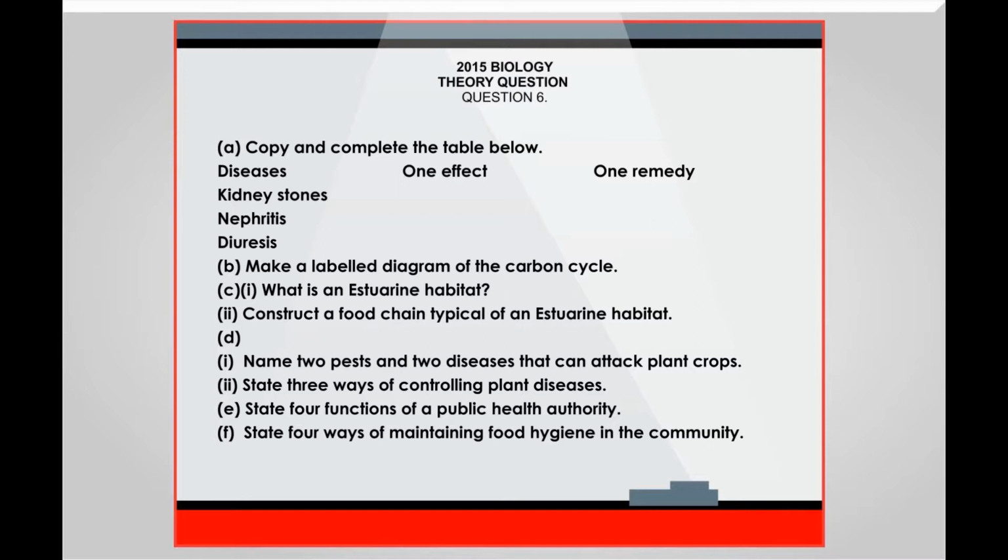D. Name 2 pests and 2 diseases that can attack plant crops. E. State 3 ways of controlling plant diseases. State 4 functions of a public health authority. F. State 4 ways of maintaining food hygiene in the community.